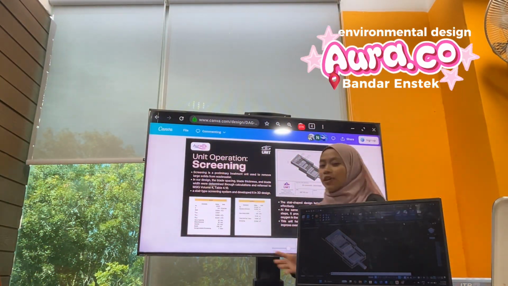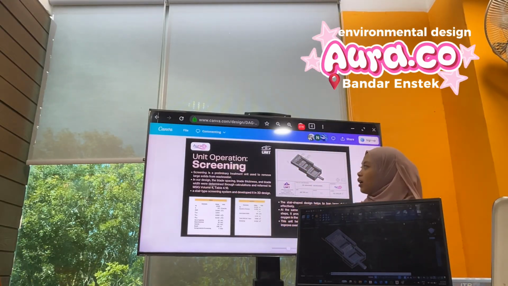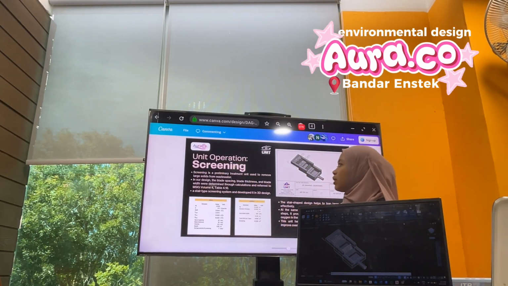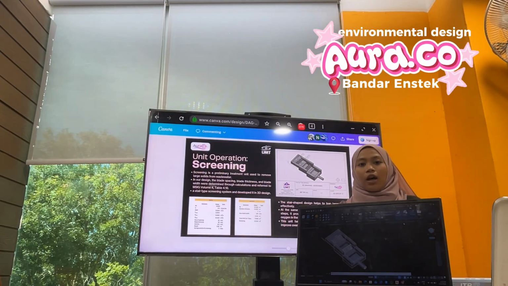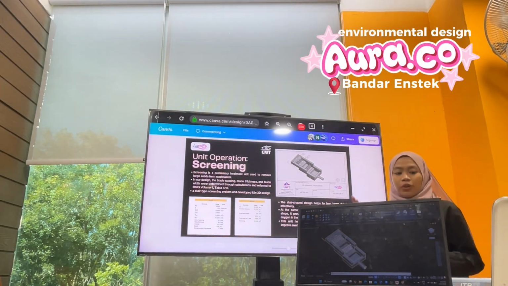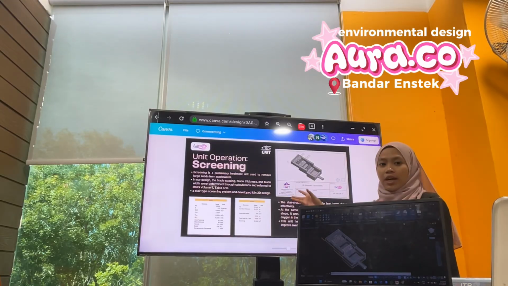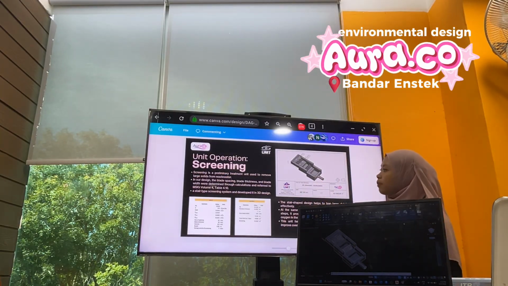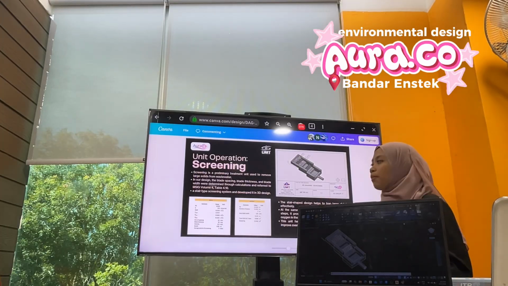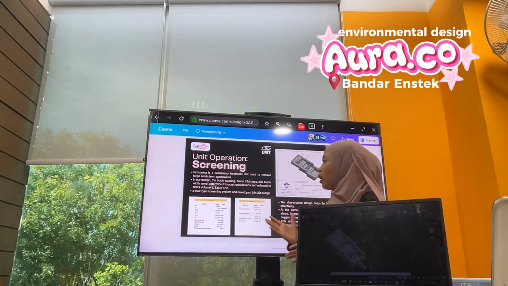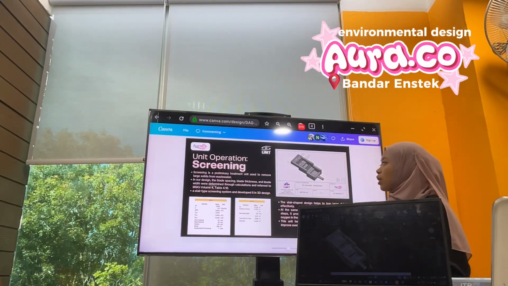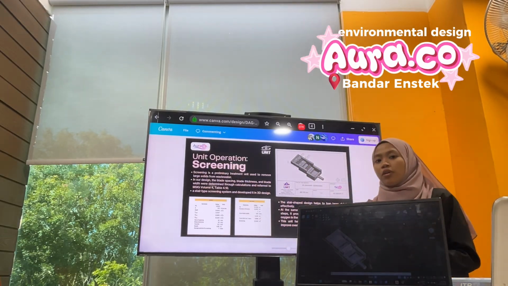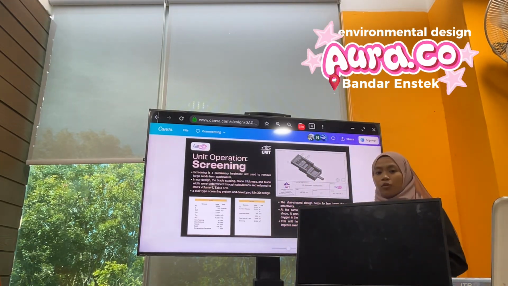Next, after the civil operation, we have unit operations for screening. As we know, screening is a primary treatment unit used to remove large solids from wastewater. So this is our design. Our design has the blade spacing, blade thickness, and blade width, and so on, that we determine through calculation and refer to National Standard Industry Guideline Volume 4 Table 4.10.